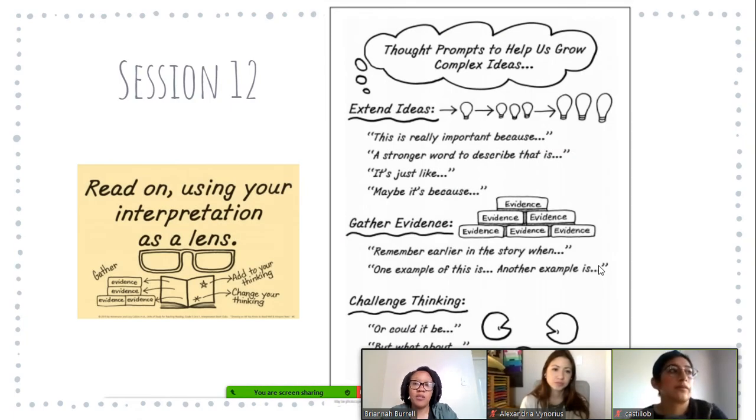Session 12 is also a very important session because you're teaching your students to think about how to grow complex ideas and really have that interpretation lens. So one thing that you're going to be teaching them is to think about, why are these ideas important? You're also going to be teaching them how to gather evidence and to find what evidence best supports their idea. And also think about how to change their thinking and add on to their thinking as they go along.